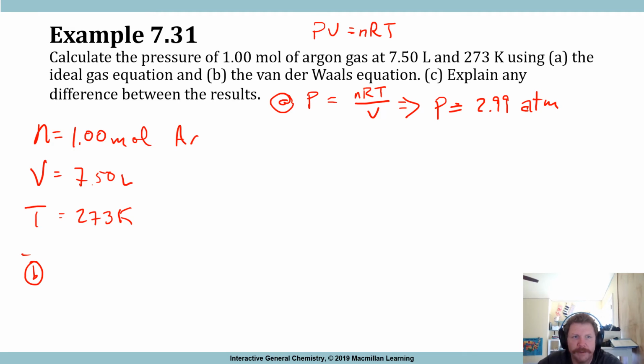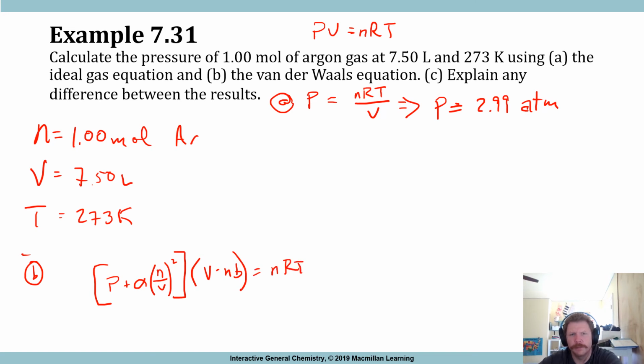Now, the van der Waals equation, I need to be able to use the values that I have, my van der Waals constants, for that A and B. Okay, so the van der Waals equation is P plus A times n over V squared, times V minus nB, equals nRT. Now what I want to do is isolate P, or pressure.